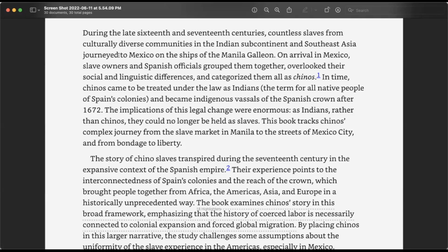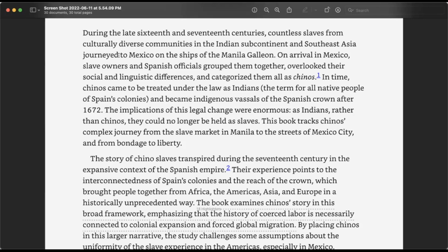That's what they were calling even the indigenous people of Southeast Asia. They were just calling them Indians too, and then the indigenous people of America, they were calling them Indians too. They started grouping all these people together, and they became indigenous vassals of the Spanish crown after 1672, all right? Talking about 1600s. The implications of this legal change were enormous. As Indians rather than Chinos, they could no longer be held as slaves.